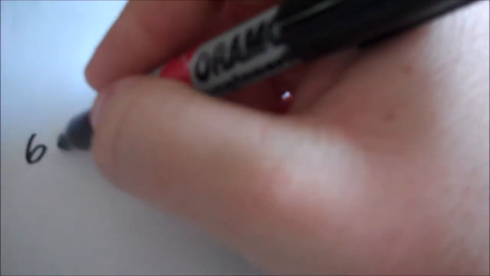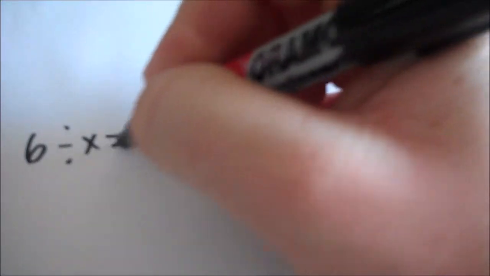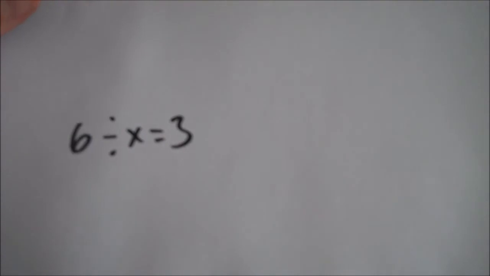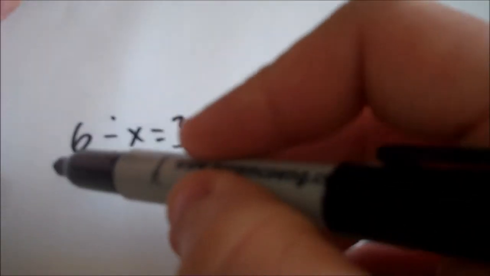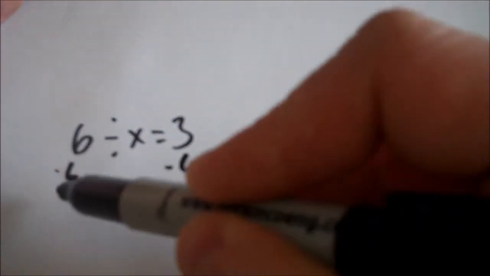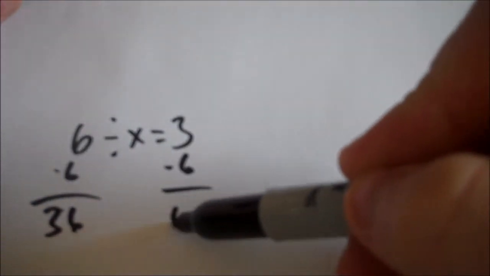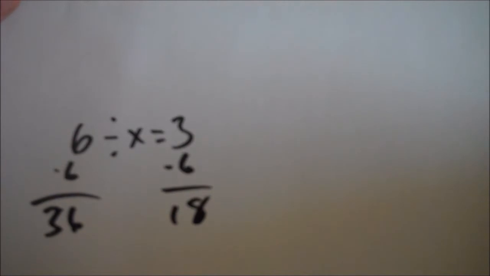Alrighty then, so now we'll be doing some division. This one gets kind of tricky. So what we're going to do is we'll go with 6 divided by x equals 3. Now, as you can see here, if we were to multiply 6 by both sides, that equals 36 and 18. So that obviously doesn't do anything.